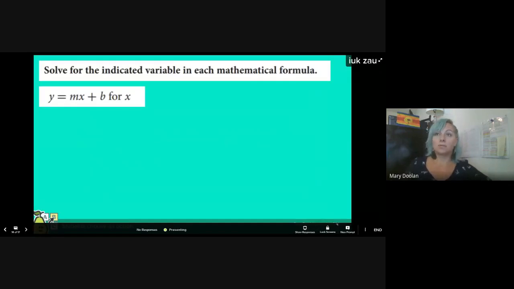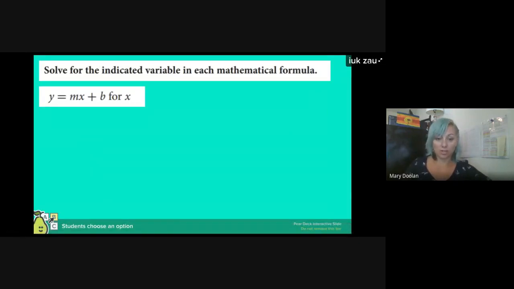Okay. Well, this is a familiar formula, right? This is a literal equation, y equals mx plus b. You should recognize this from 8th grade. Solve for the indicated variable in each mathematical formula. Well, we're only going to do this one. So y equals mx plus b. Right now, the literal equation of y equals mx plus b is solved for y, because y is isolated on one side of the equal sign. But I want to rearrange it so that it is solved for x. Okay?